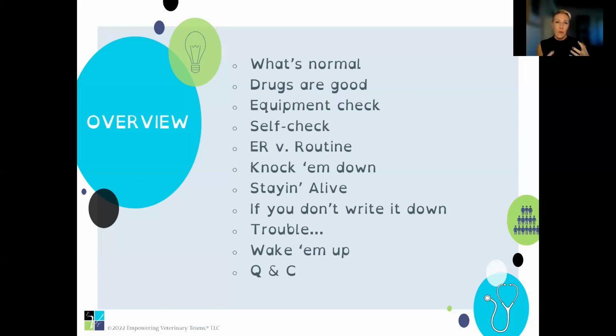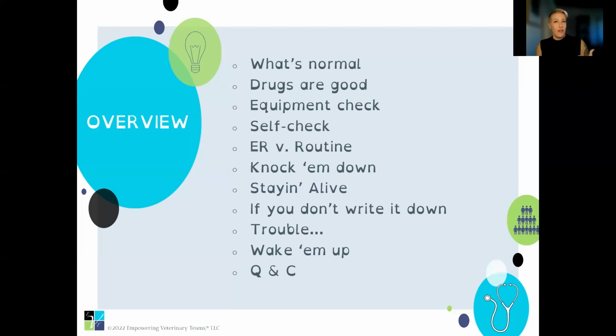So we're going to talk about what is normal for each patient. Definitely talking about how good drugs can be, looking into our equipment checks and making sure that we ourselves are checking out. And then we're going to talk a little bit about emergency anesthesia versus routine procedures. Spoiler alert, there's no such thing as a routine procedure. And then we're going to get it down to the fundamentals. The title of Knock 'em Down and Wake 'em Up is simplified, and it's meant to catch your attention a little bit. Clearly, there's more involved in this than that.